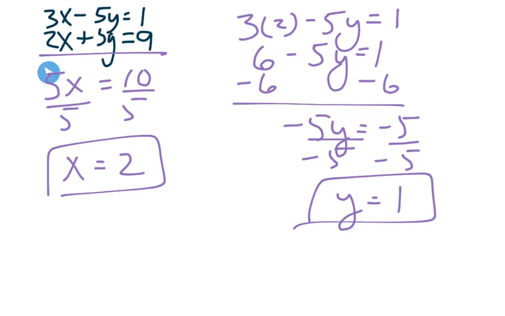If you plugged it into the bottom one, you would have 4 plus 5y. Subtract 4 from both sides. So you'd have 5y equals 5. And then divide both sides by 5 to get y equals 1.